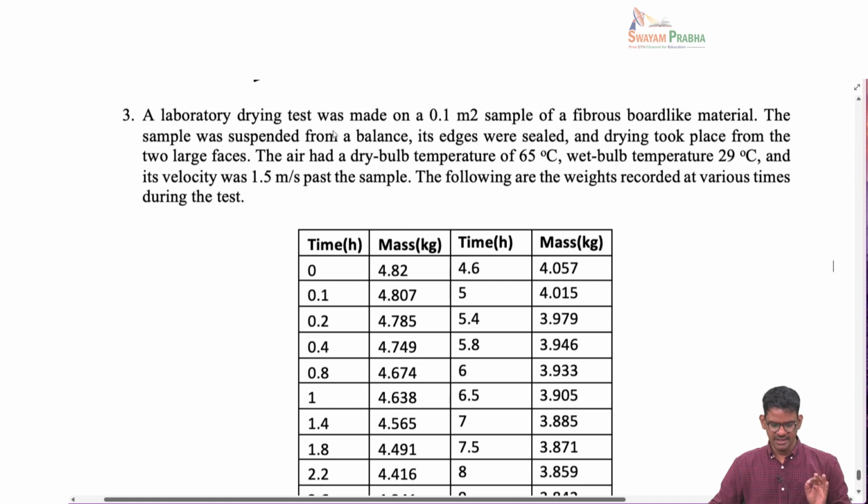A laboratory drying test was made on a 0.1 meter square sample of a fibrous board like material. The sample was suspended from a balance, its edges were sealed, and drying took place from the two large faces, like the previous problem. The air had a dry bulb temperature of 65 degrees Celsius, wet bulb temperature of 29 degrees Celsius, and its velocity was 1.5 meter per second past the sample. So these are the drying conditions for the test sample. The following data are weights recorded at various times during the test.